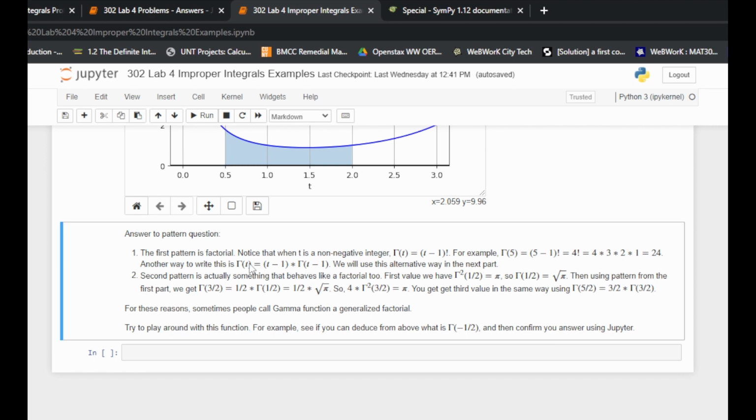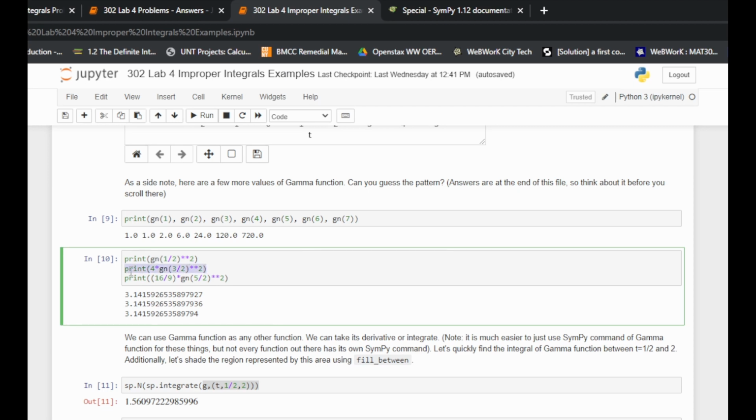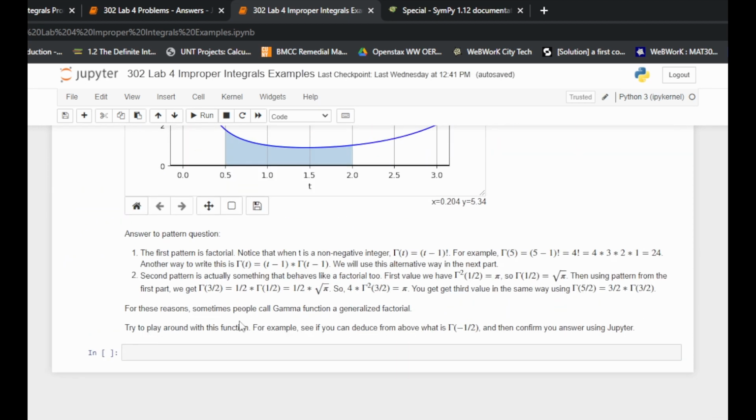Well, gamma of 3/2 by this property should be 1/2, which is 3/2 minus 1, times gamma of 1/2. But gamma of 1/2 is root pi, so this should be 1/2 times root pi. If I square both sides, then gamma of 3/2 squared will be 1/4 times pi. So then move that 1/4 to the other side. I will have that 4 times gamma of 3/2 squared is exactly pi. And that's this part.